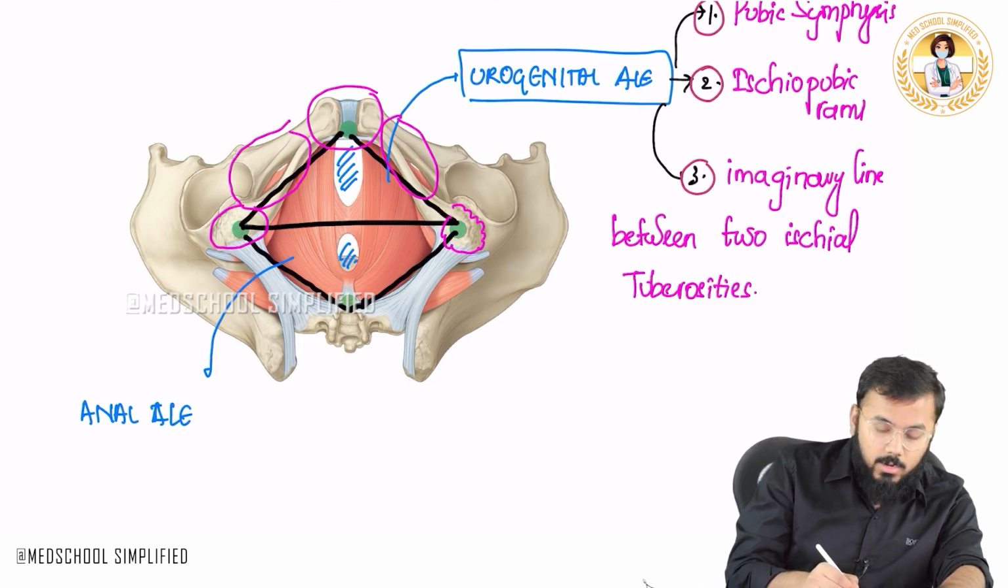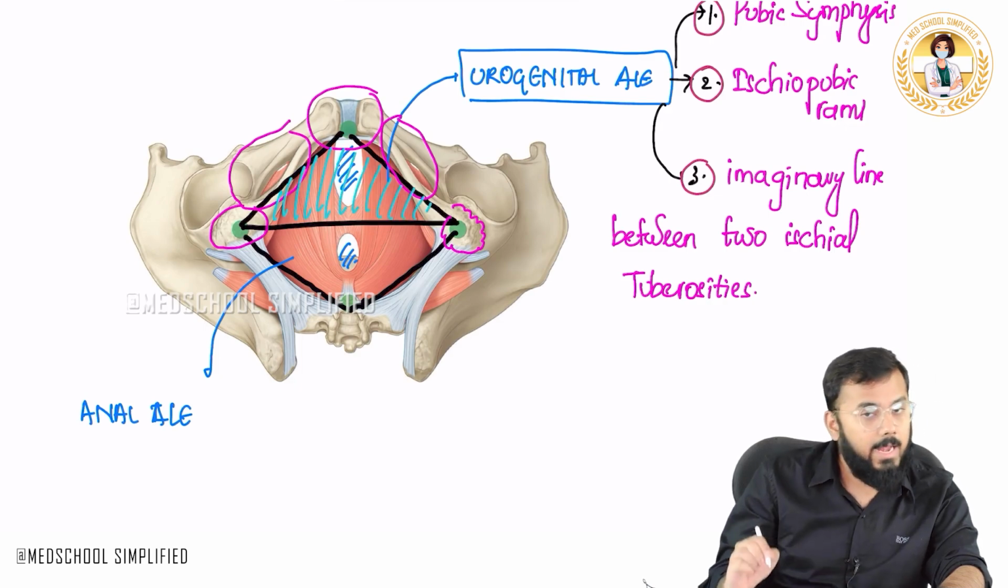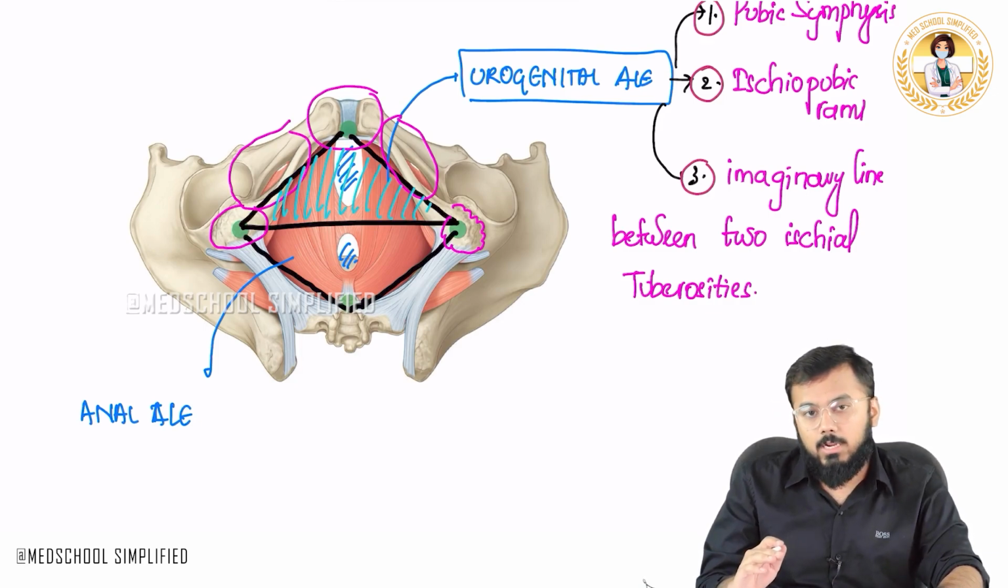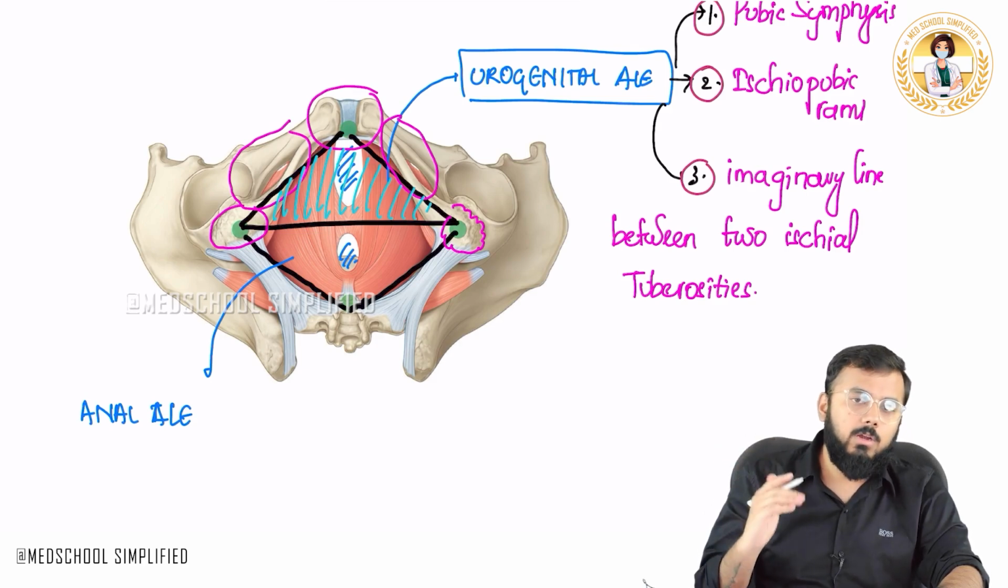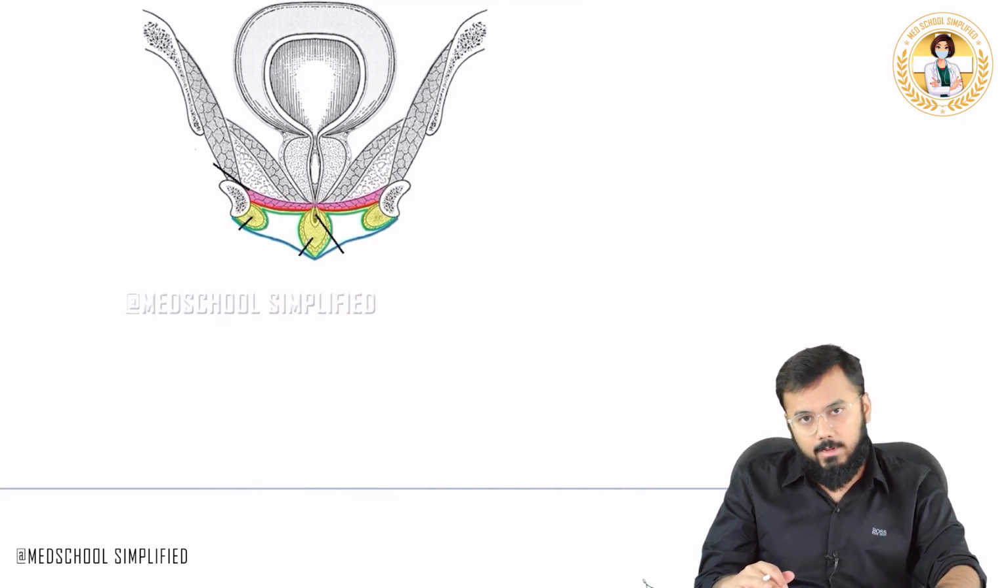the upper triangle is called your urogenital triangle, right? So see, this upper triangle is called your urogenital triangle. Now within this urogenital triangle, if I ask you what are the layers that are located from deep to superficial, what are the things that you are going to tell, guys? So if this is a urogenital triangle, right?